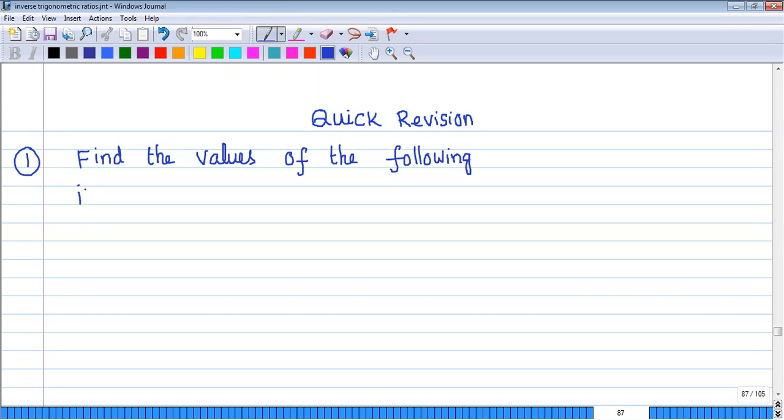In that first question, sine inverse of negative 1 upon 2, or sine inverse minus 1 by 2. So, what is the value of this one? See the solution.